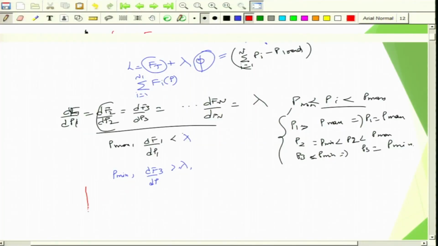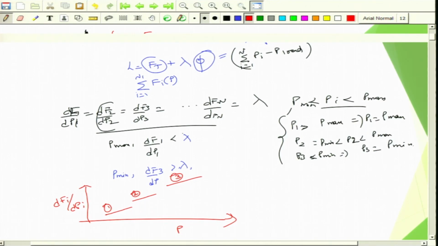One of the students was asking why it is so. This is very important to know, so we will try to understand this with the help of some graphs. Let us say this is dfi by dpi with respect to P. This is the incremental fuel cost of one generator, and there are the incremental fuel costs of the second and third generators. These are the incremental fuel costs of each of the generators, and they have their limits.